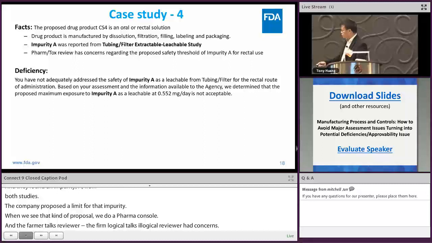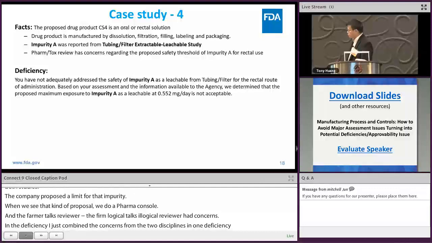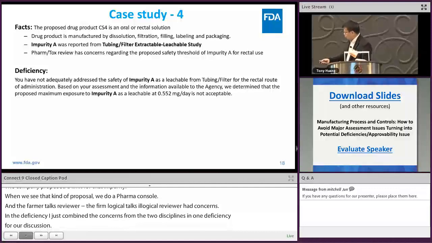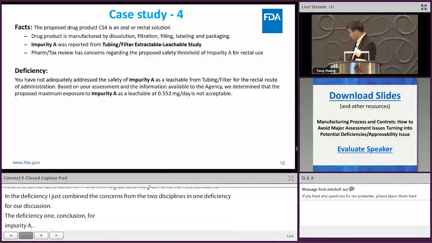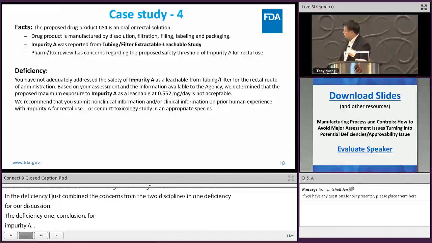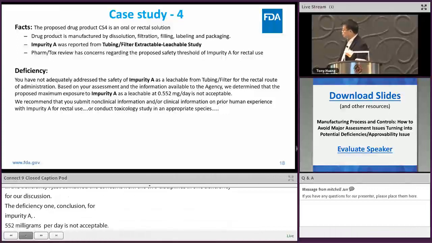So the deficiency one is that the conclusion, the safety threshold for impurity A at 552 milligram per day, is not acceptable, and the pharmacotox reviewer said, we recommend that you submit non-clinical information or clinical information on prior human experience with impurity A for rectal use, or conduct toxicology study in an appropriate species.